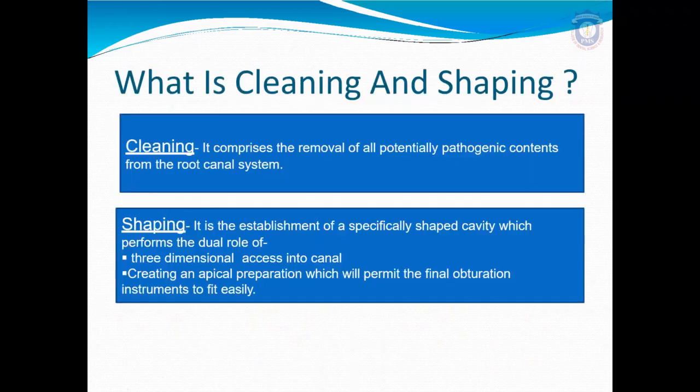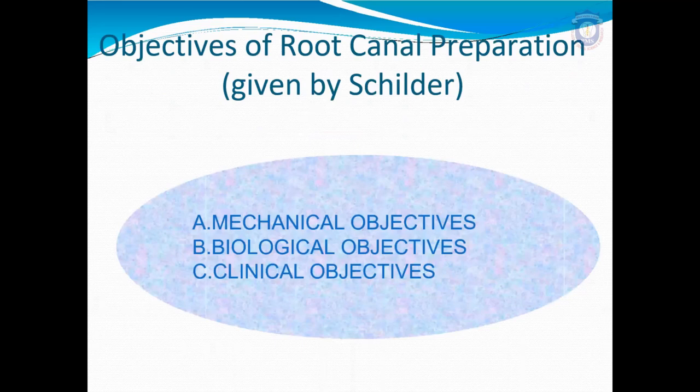What is cleaning and shaping? Cleaning comprises the removal of all potentially pathogenic contents from the root canal system, and shaping is the establishment of a specifically shaped cavity which performs the dual role of 3-dimensional access into the canal, creating an apical preparation which will permit the final obturation of the instruments which will easily fit.